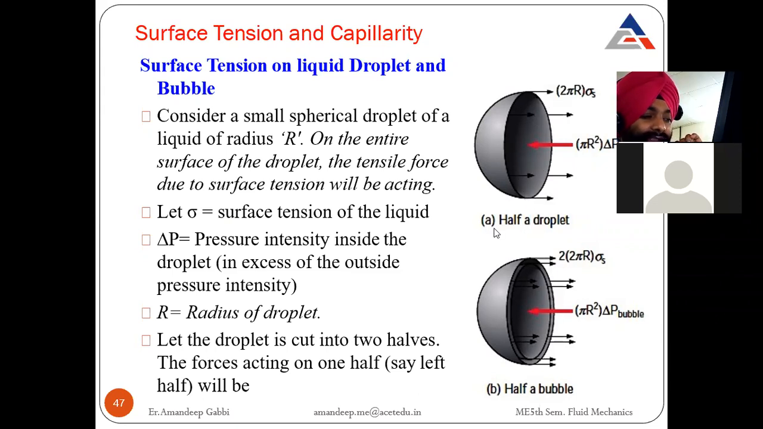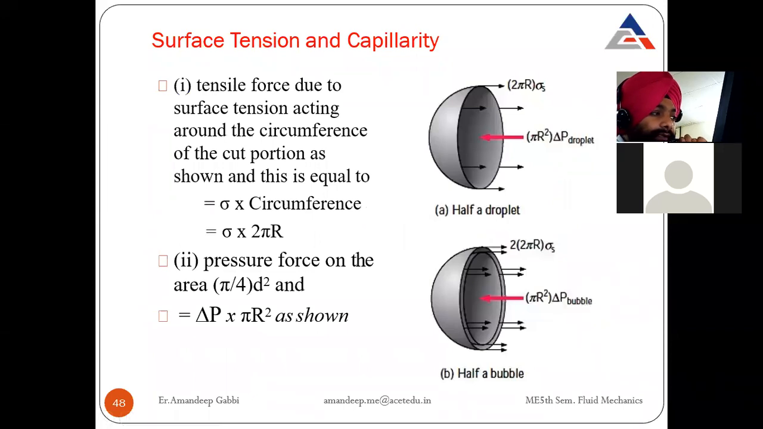Let the droplet be cut into two halves. The force acting on one half, the left half, will be as follows. Now there are two halves of a bubble. We cut that liquid into two halves, and just consider the left-hand side half. Now the tensile force due to surface tension acting around the circumference of the cut portion, as shown, is equal to sigma into circumference.